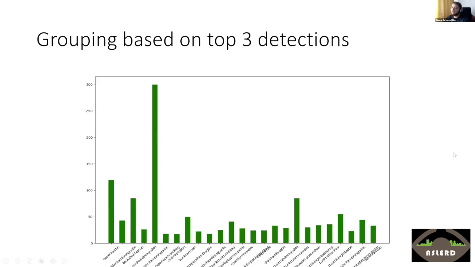Then we grouped the videos based on the top three detections. And we see that the most present group of objects is car, chair, dining table. Also, we have book, chair, tie here, which represents a school with uniform. If you have a chair with a cup and a dining table, it means it's a scene from the cafeteria, and so on.